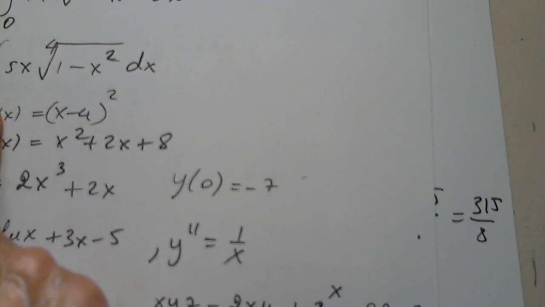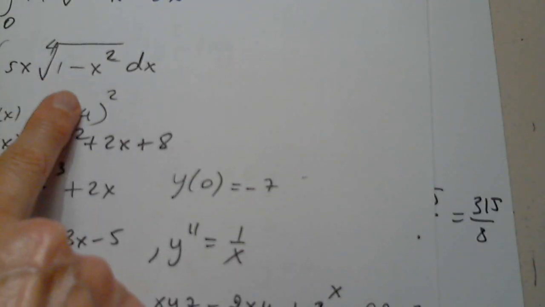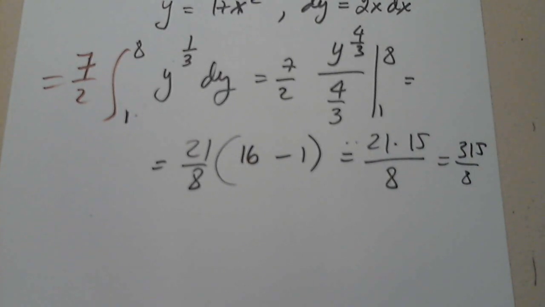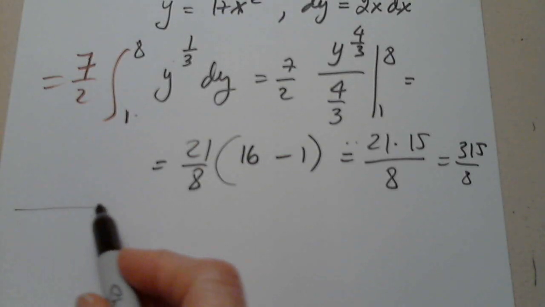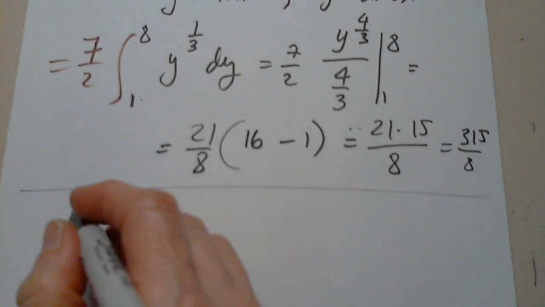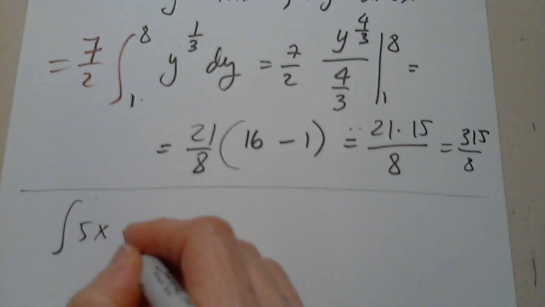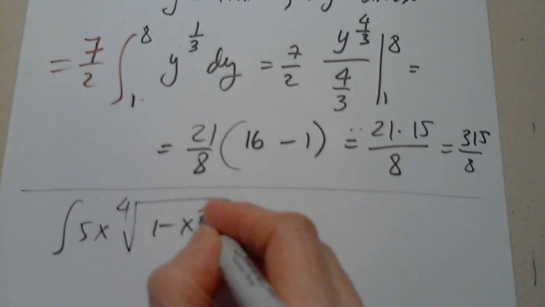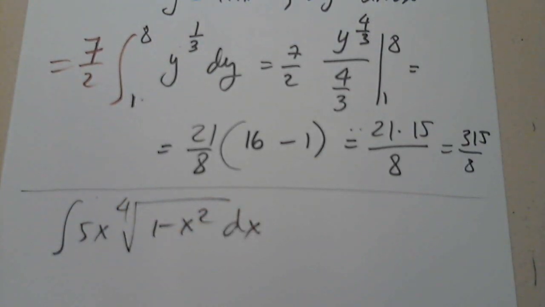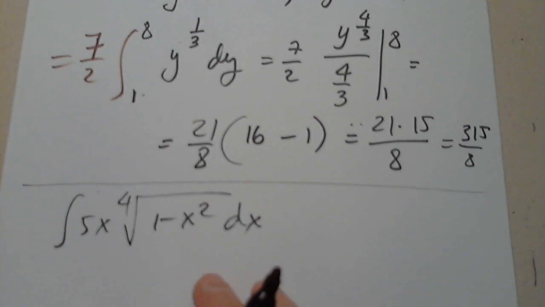Now this is the same, but this is an indefinite integral. We need to do it. Okay, very good. So let's do that. So here we have the integral of 5x times the fourth root of 1 minus x squared dx. Of course, the same substitution.